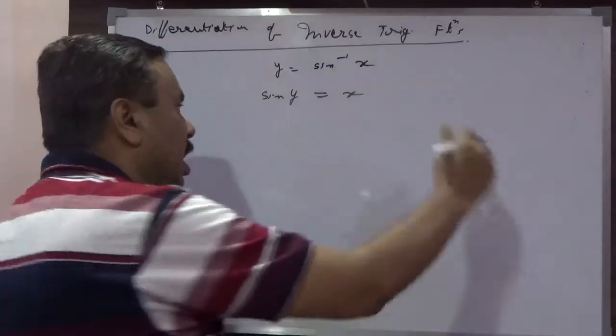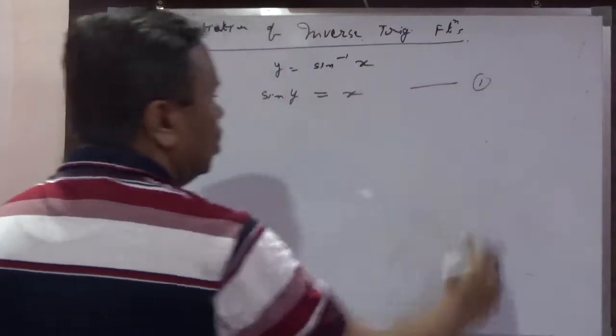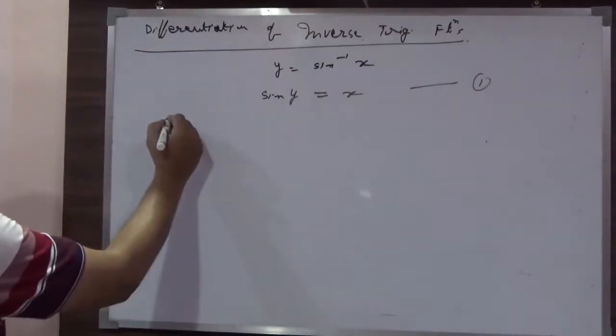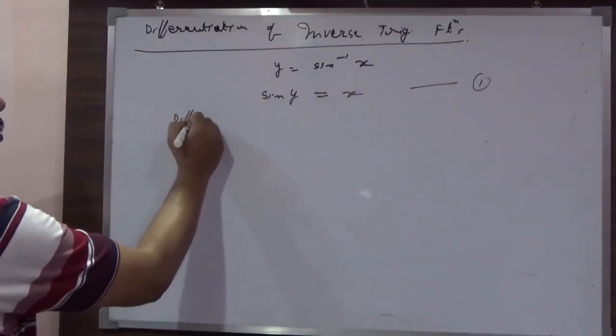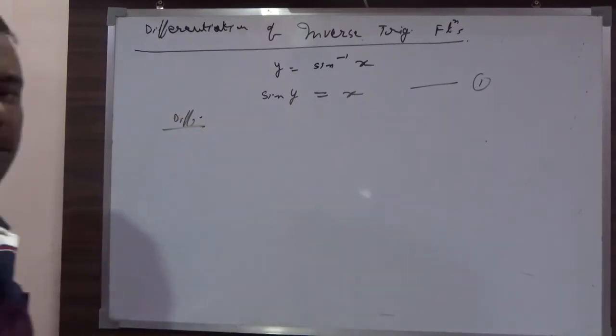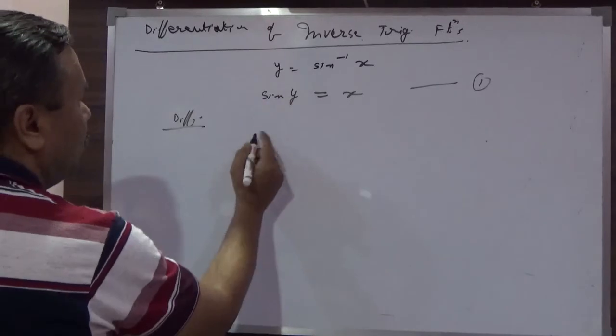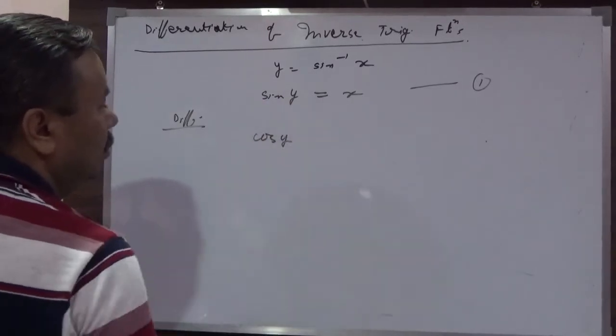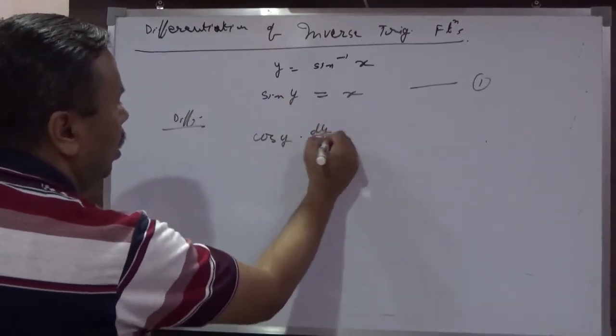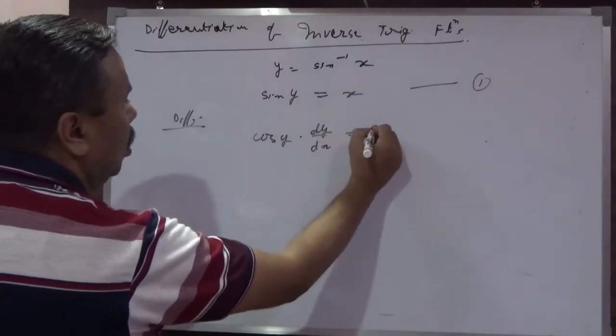Sine y equal to x, I take this as equation 1, and now differentiate with respect to x. What will it become? Differentiation of sine y is what? Cos y multiplied by dy by dx equal to 1.